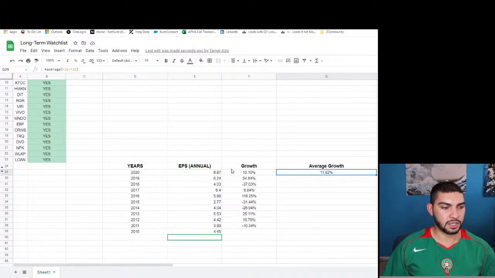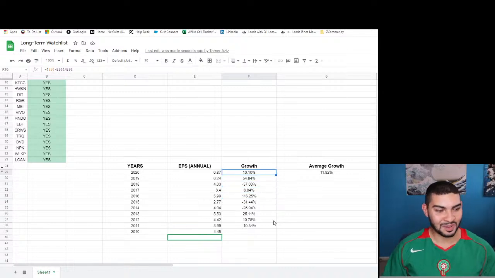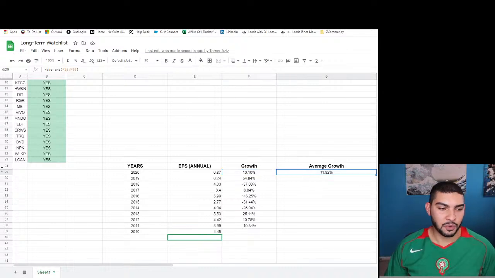So as you can see, these are all the numbers from Kimberly-Clark. There's still that inconsistency where it's negative, positive, positive, negative, negative, positive, positive, negative, positive, positive. It's like some sort of pattern, but it gives you a conservative average growth of 11.2. So for Kimberly-Clark, we're actually going to be putting a yes on that one.